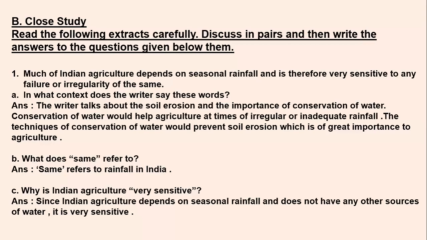We can also preserve water for future use, and we can also prevent soil erosion, and this is of great importance to agriculture. So while the writer is saying all these things, he is talking about soil erosion and the importance of conservation of water. At that time, this sentence has been stated here in the chapter. Okay students, so this is the answer for the first sub question.